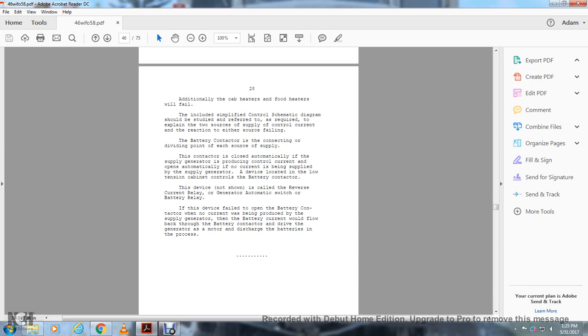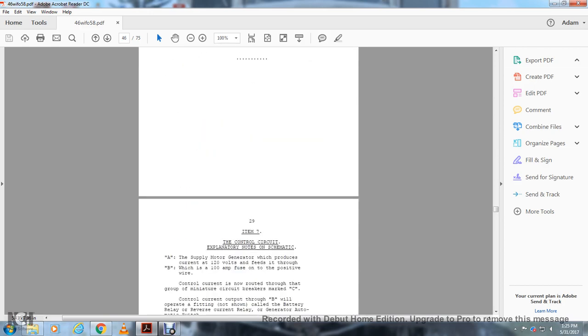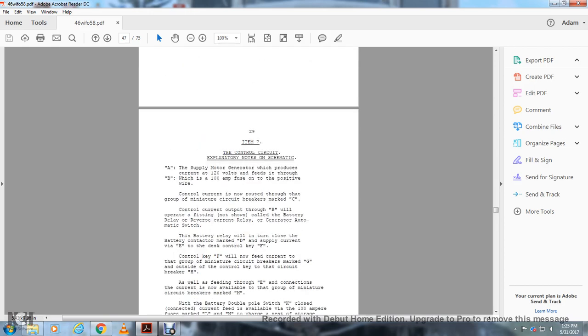If the device fails to open the battery contactor when no current is produced by the supply generator, the battery current will flow back through the battery contactor, drive the generator as a motor, and discharge the batteries in this process. Item 7, the control circuit, explanatory notes on schematics.